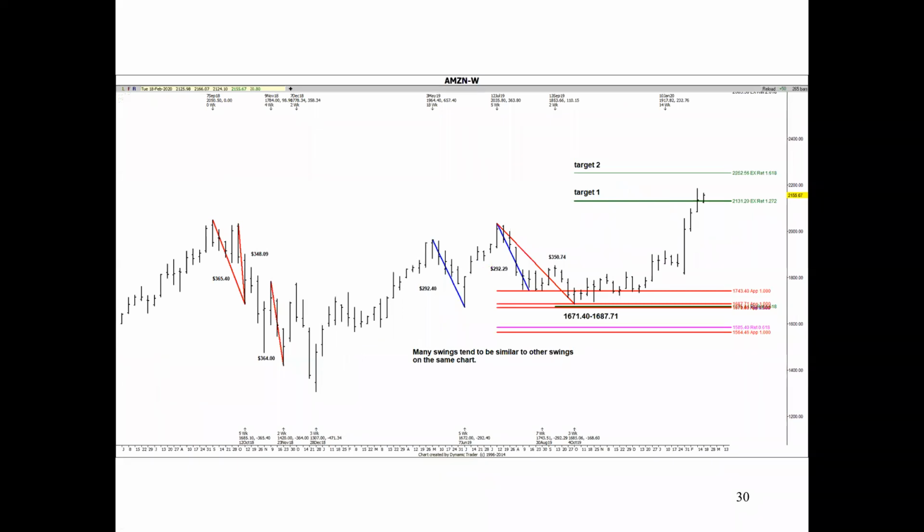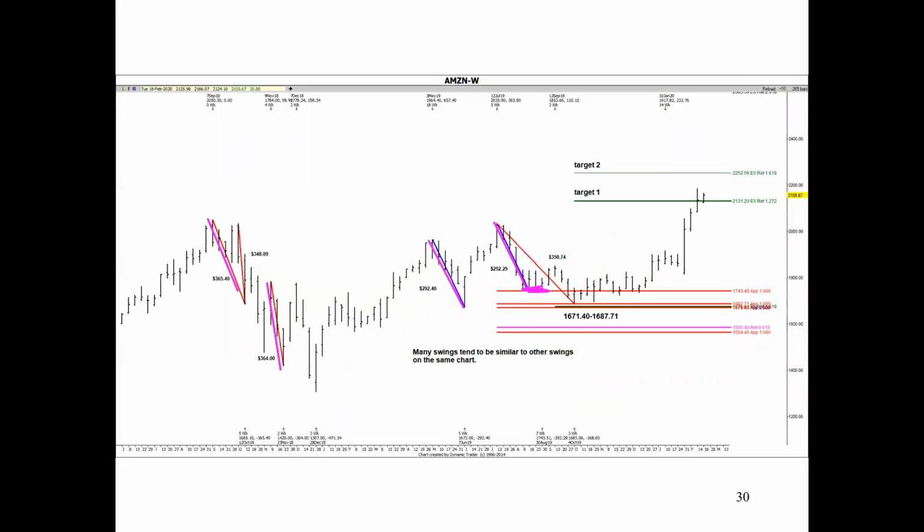This next example is Amazon on the weekly chart. Okay, so when Amazon went psycho a while back, I had to back it up and look at the bigger picture work because the work on the daily charts wasn't really giving me enough information because I couldn't see enough of these back swings. And you will find that many swings are similar to other swings on the same chart. I mean, this swing is 365. This swing is 364. This swing was 292.40. This swing was 292.29. Now you had an initial bounce off of this area, but it never went to target.